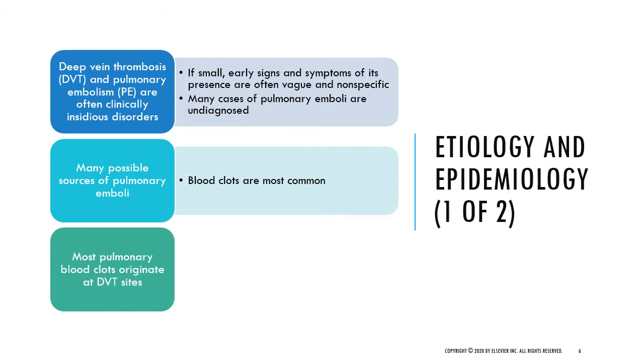Although there are many possible sources of pulmonary emboli, such as fat, air, amniotic fluid, bone marrow, and tumor fragments, blood clots are by far the most common. Most pulmonary blood clots originate or break away from sites of deep vein thrombosis in the lower part of the body, meaning the leg or pelvic veins, or the inferior vena cava.